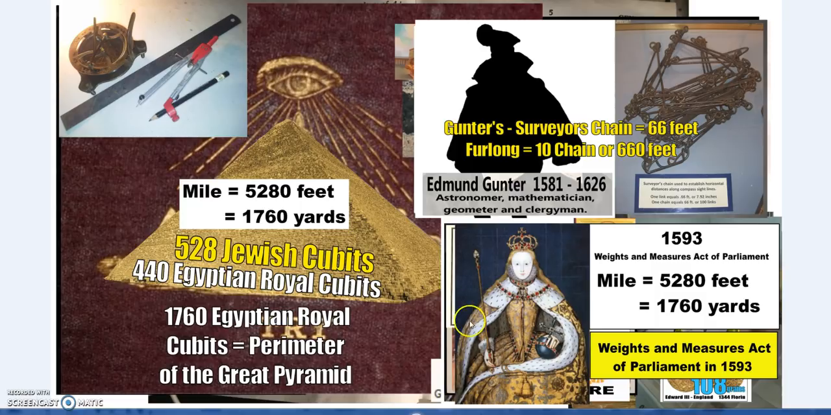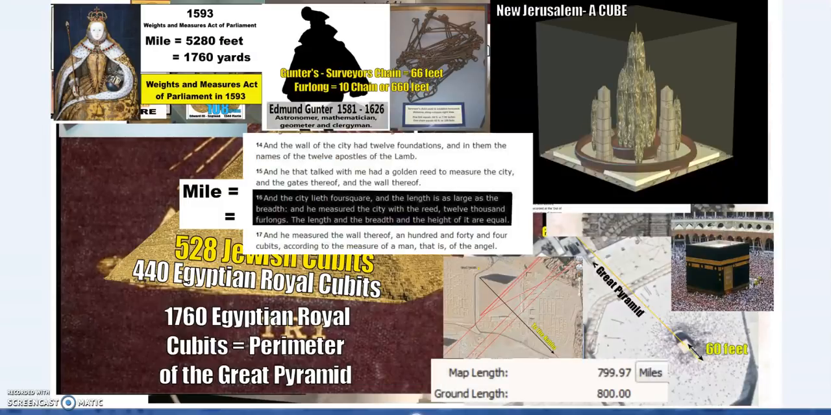That's relevant because, well, 1 mile, 5,280 feet, 528 Jewish cubits, which is equal to 1,760 yards. The perimeter of the Great Pyramid, 440 Egyptian royal cubits times 4 is 1,760 Egyptian royal cubits, the perimeter of the Great Pyramid. Now, we're not even scratching the surface yet.